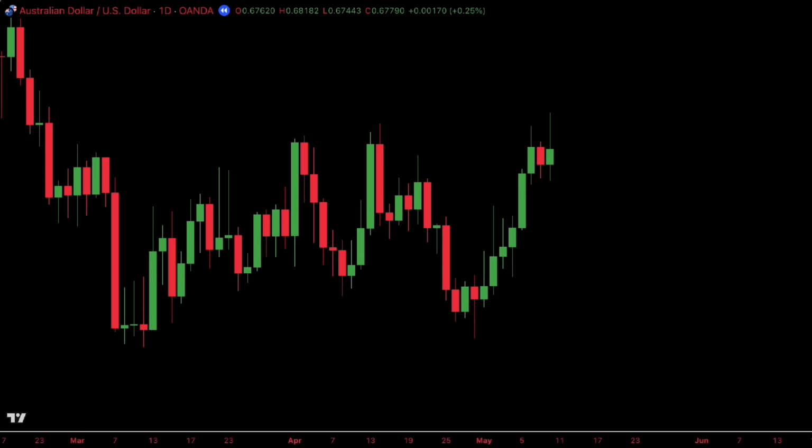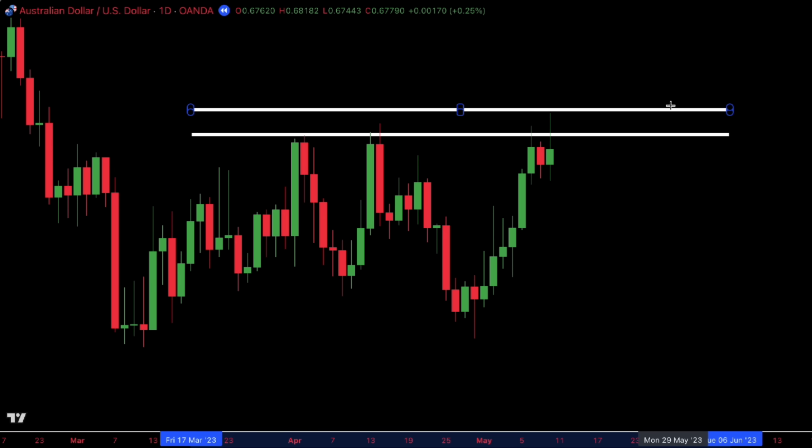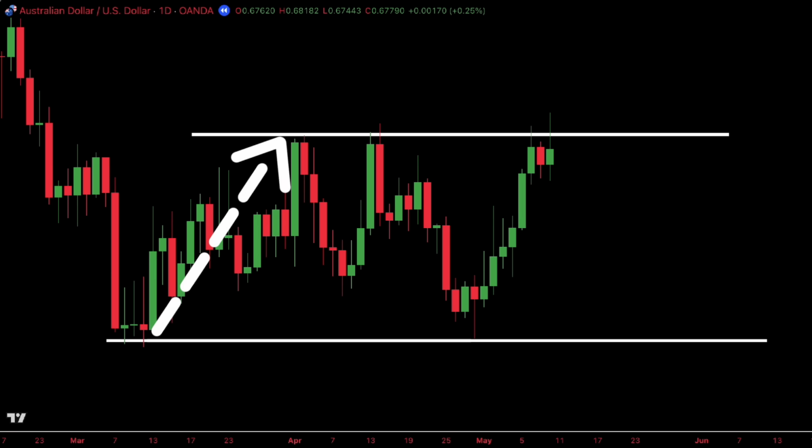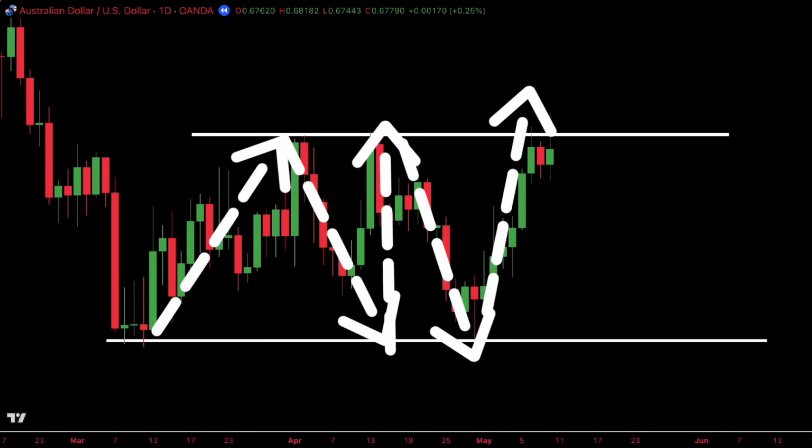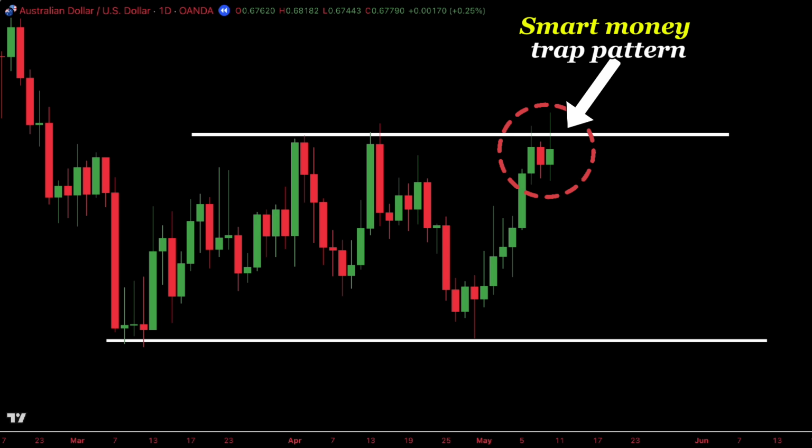This is the Australian dollar, US dollar on the daily chart, and as you can see, the market is ranging. Price hits this level and reverses, then retraces back, hits the level again, and reverses once more. Then it comes back for a third time, and this is where the opportunity appears. A smart money trap pattern forms.